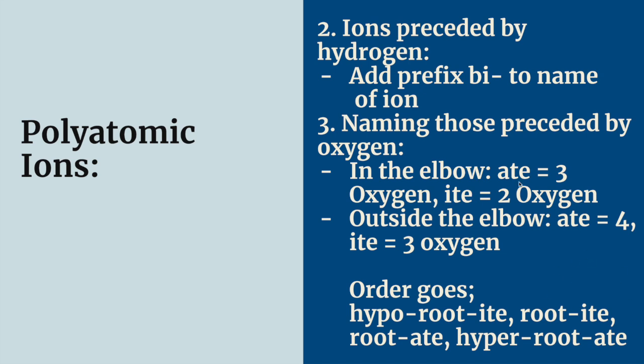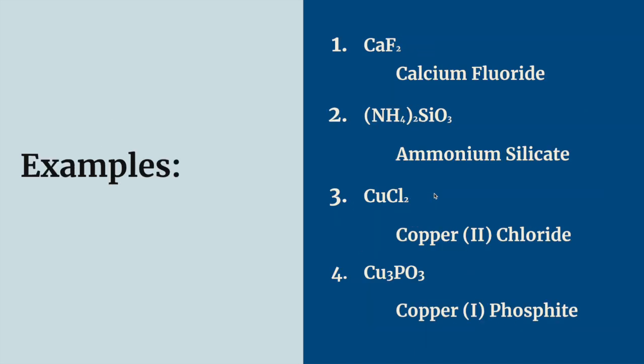So when you see polyatomic ions inside your ionic compounds, you can follow these rules to try and figure out what they are. So if you see SO4, you can think of if it's inside the elbow or not, and then follow these rules. So I have 4 examples to kind of demonstrate all these ideas.